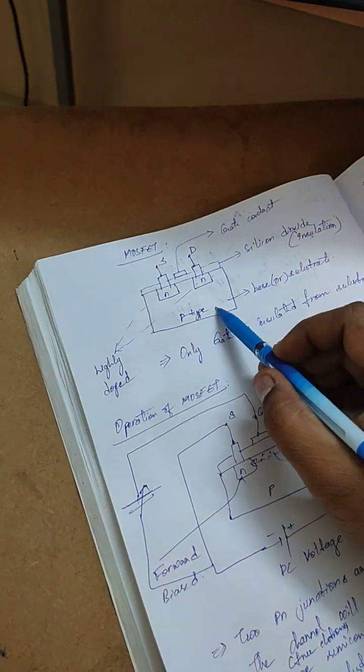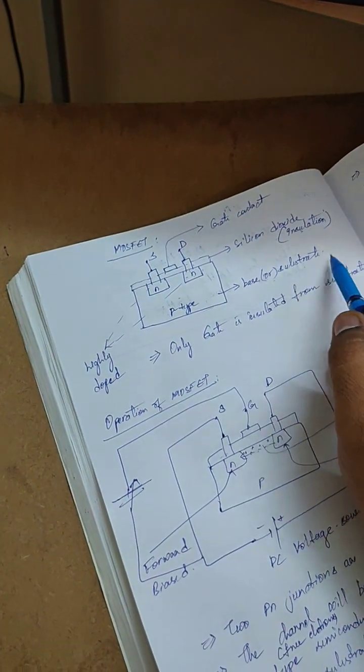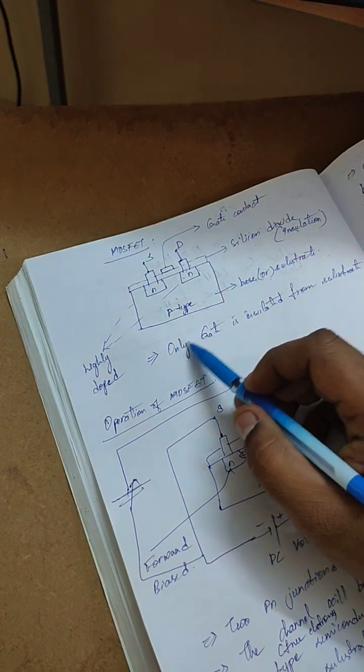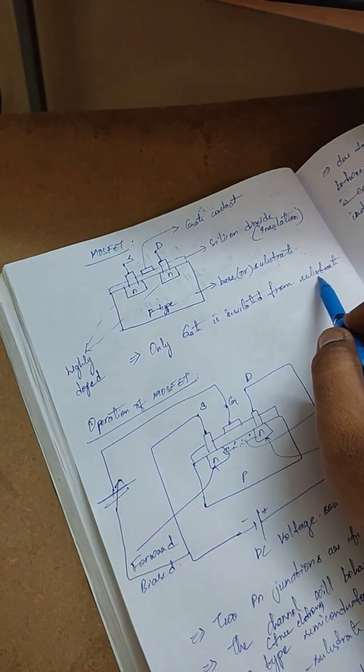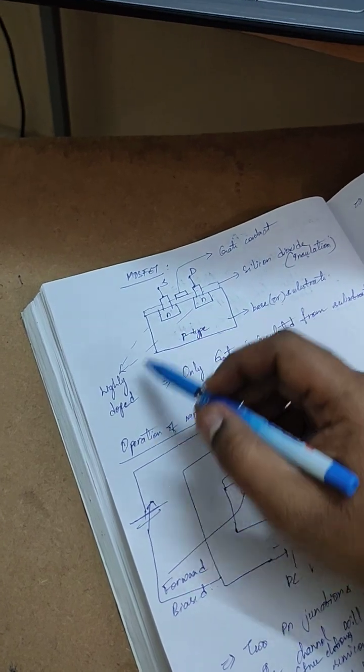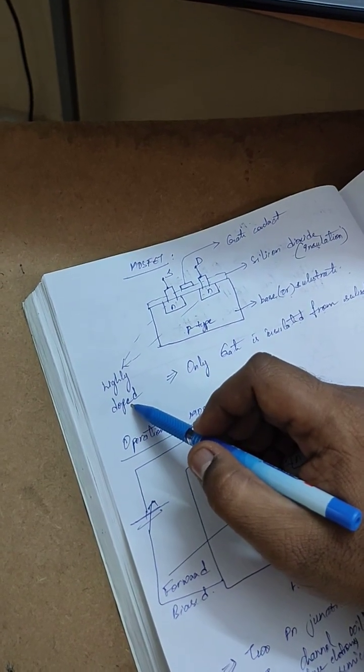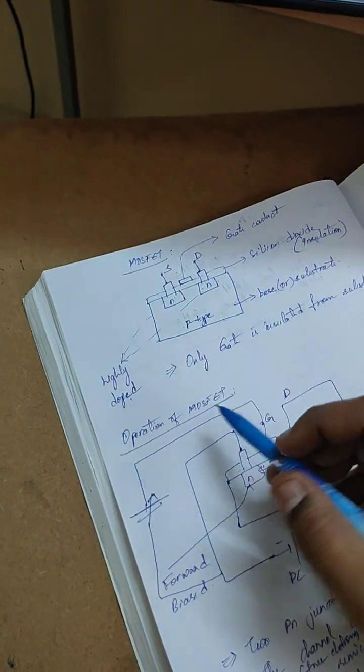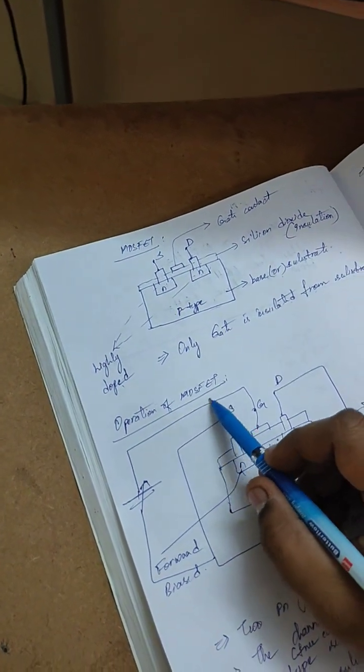This p-type can also be called the base or substrate. Only the gate is insulated from the substrate. Both these n-types in the p substrate are highly doped. Highly doped is nothing but adding more impurities. Now we consider the operation of the MOSFET.